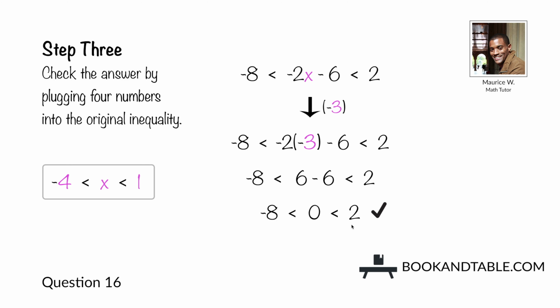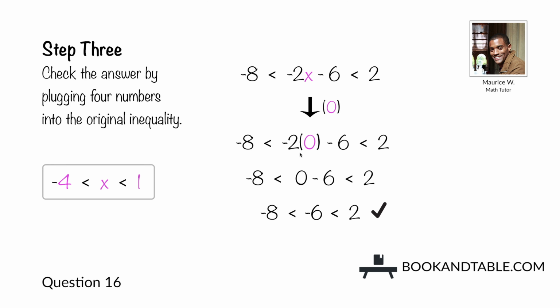Now let's plug in negative 3. Negative 2 times negative 3 is positive 6. 6 minus 6 is 0, leaving us with the true statement, negative 8 is less than 0, which is less than 2. So by plugging in negative 4 and negative 3, we see that this end does work. Now let's plug in 0, which should work, and then plug in 1, which should not work.